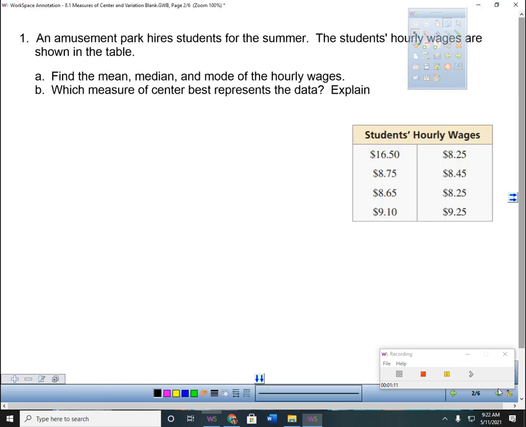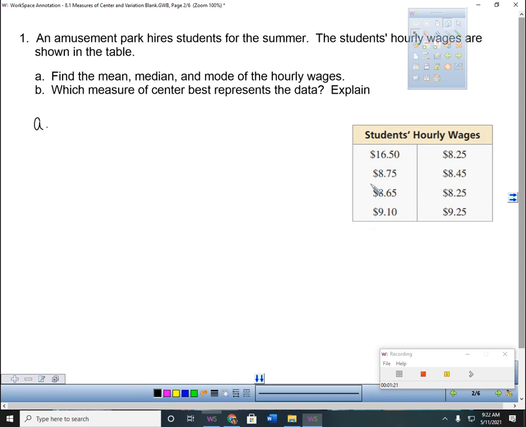An amusement park hires students for the summer. The students' hourly wages are shown in the table. So our first order of business is to find the mean, median, and mode of our hourly wages. These are all of our hourly wages. We have 8 of them. So I'm going to go ahead and put them in order. That way I have that done.